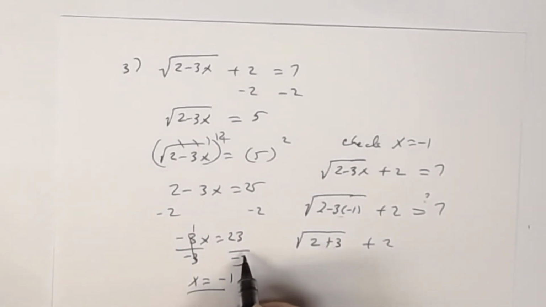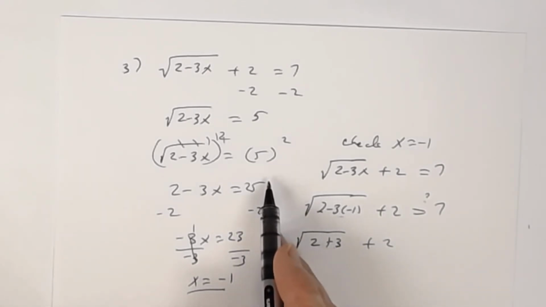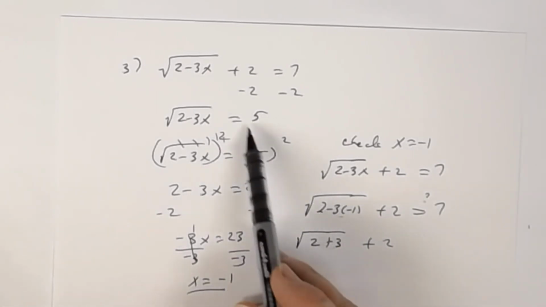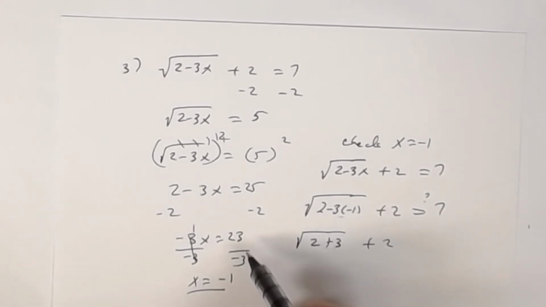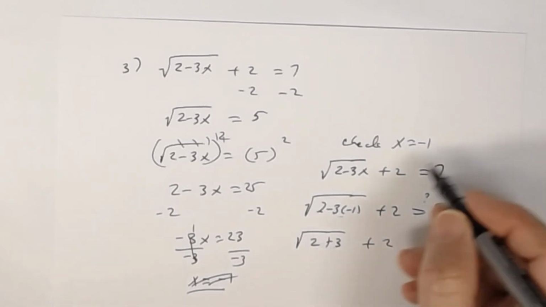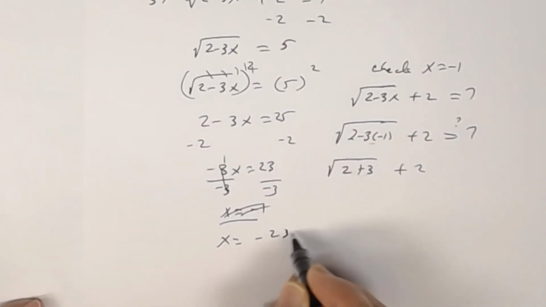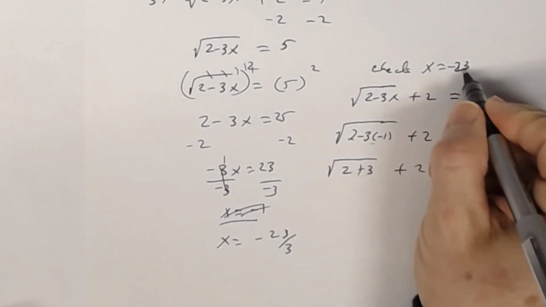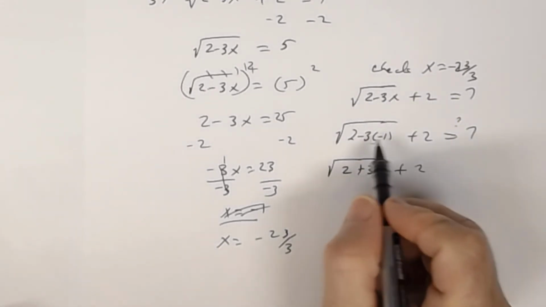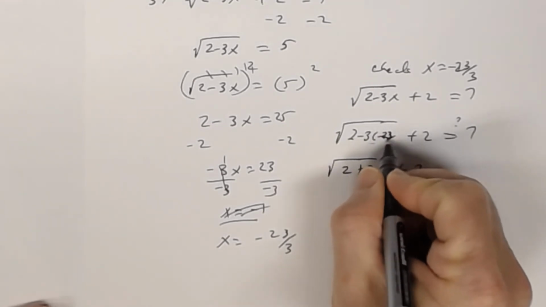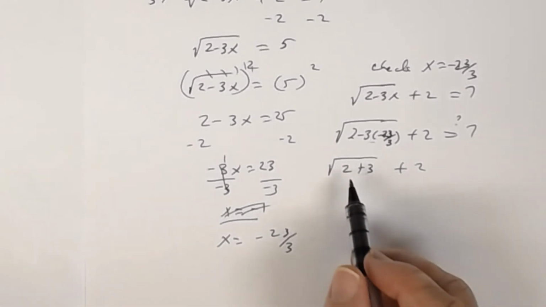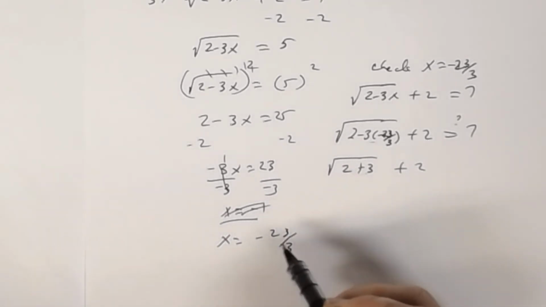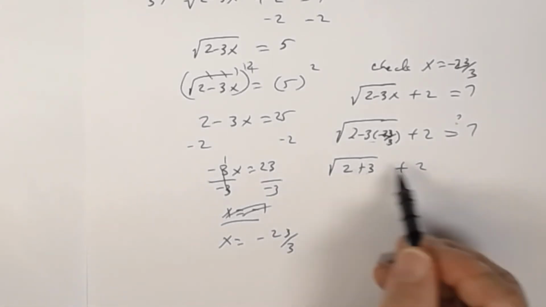So negative 23. Let's do this again. Square both sides. So I get 25. 25 subtract 2 is 23. So I get negative 23 thirds. Okay. So x equal negative 23 thirds. Let's check it. Negative 23 thirds. So in place of x, you substitute negative 23 thirds. And you see, I knew something was wrong, because I knew that this was going to work, but it wasn't working out here.